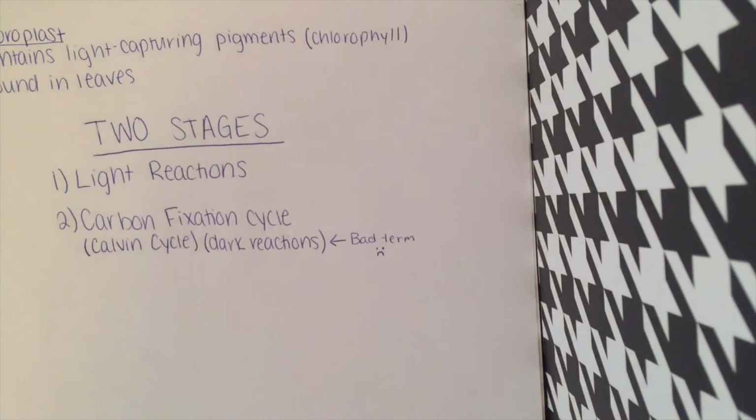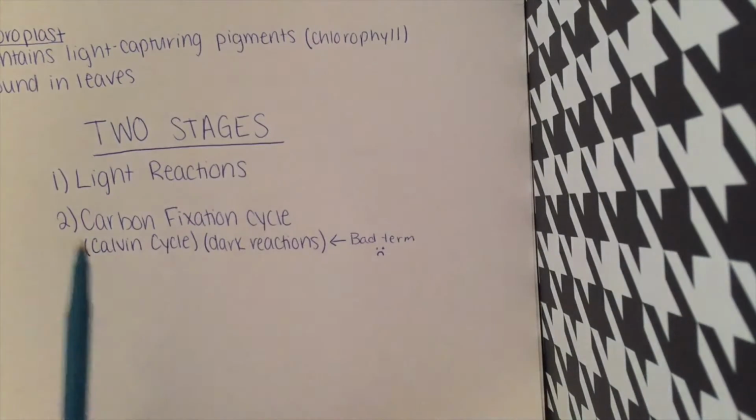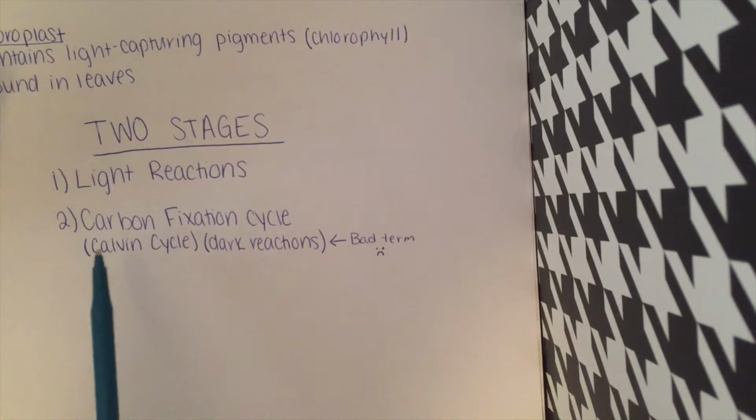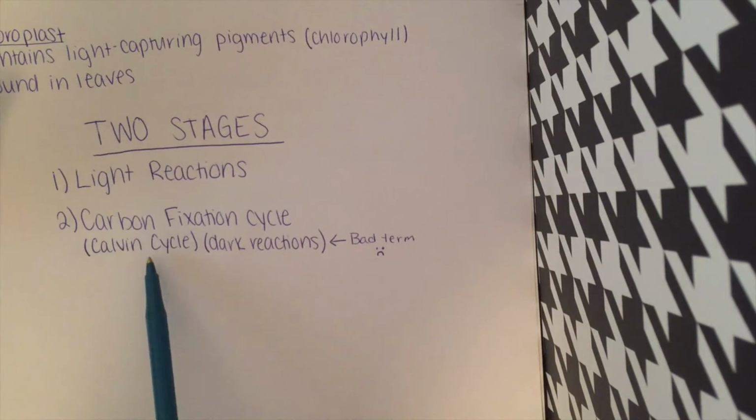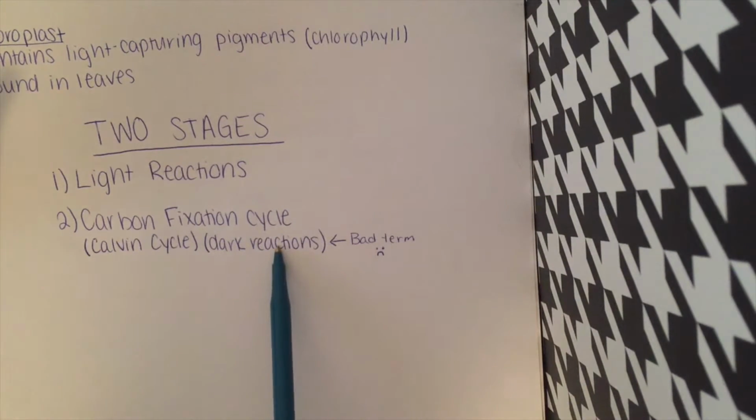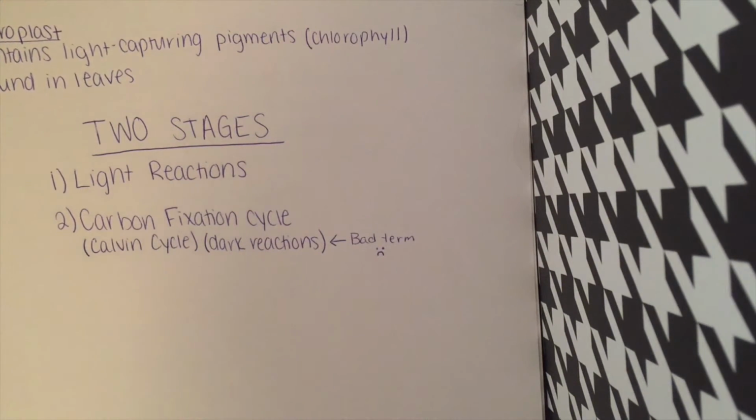So let's go back to the two stages. We already covered the light reactions, so let's move on to the carbon fixation cycle. This is also known as the Calvin cycle or the dark reactions. Even though dark reactions is sort of a bad term for it, a lot of people still will call it that.